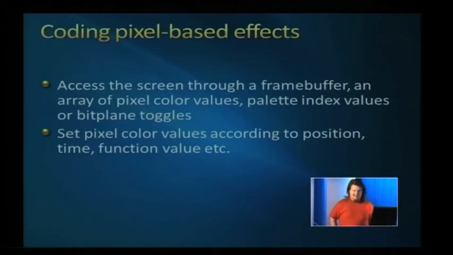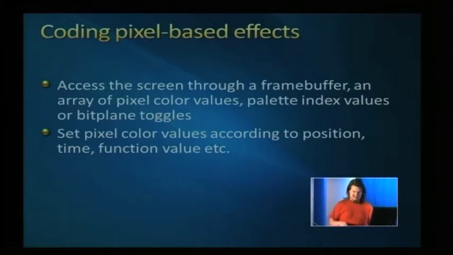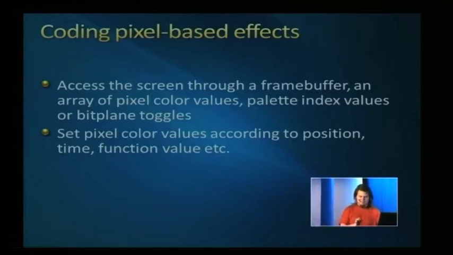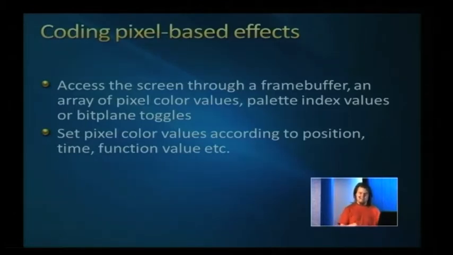So basically, what I didn't really do here is access a frame buffer in memory, which would be an array of pixel color values or palette index values or bit plane toggles. For example, on the Amiga, you can't set one pixel just by writing into memory, saying I want this color on this position on the screen. You have to set it on different bit planes, which are basically blended together, and one single bit plane just has a single color you can set on and off, and if you set them on top of each other, you get different colors out of it.